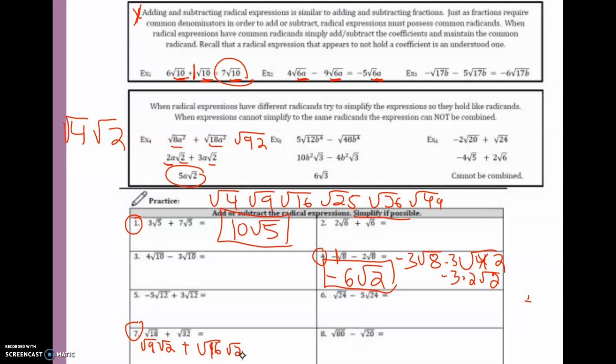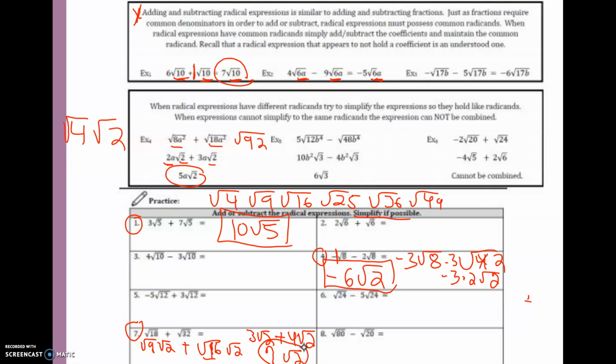All right, so the 9 is going to come out as a 3 root 2. The 16 is going to come out as a 4 root 2. Now you have a common radicand, which is going to be 2. And then if you add 3 and 4 together, you're going to get 7. Okay?